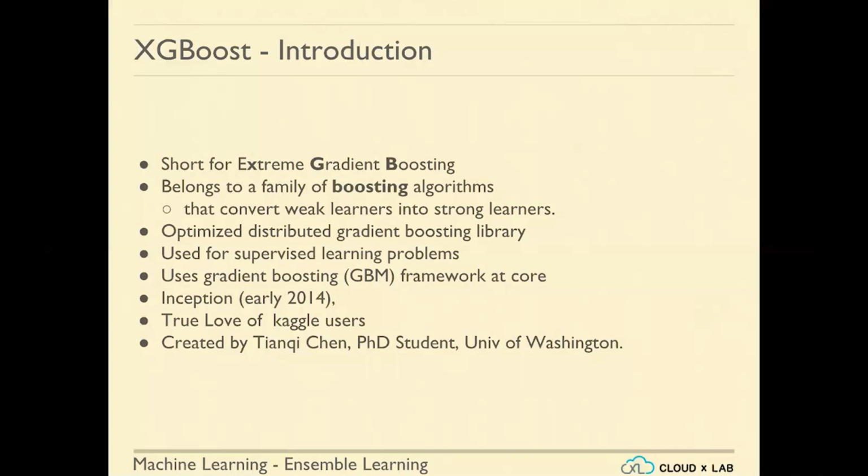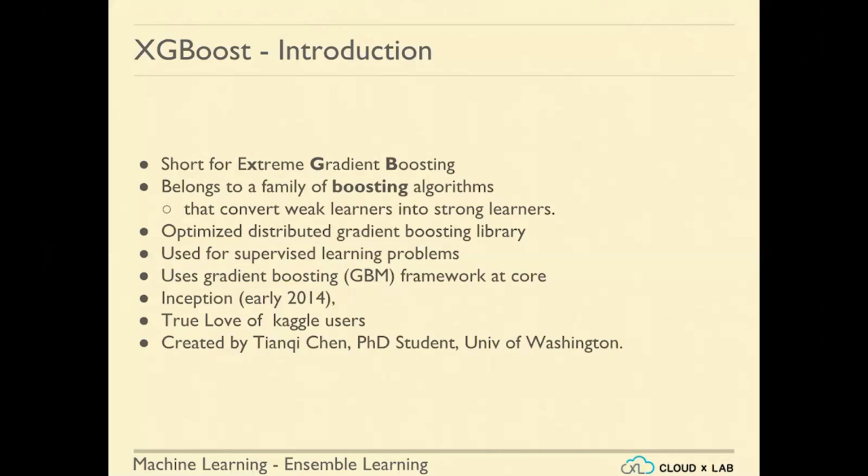So this one was done in 2014. It's basically a family of boosting algorithms. Most boosting algorithms convert weak learners into strong learners. XGBoost is an optimized, distributed gradient boosted library. Unlike the other boosting algorithms, XGBoost is distributable. It is used for supervised learning problems, and it uses the gradient boosting framework at the core.